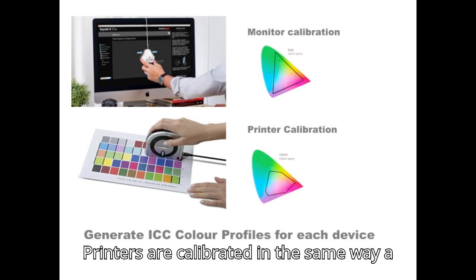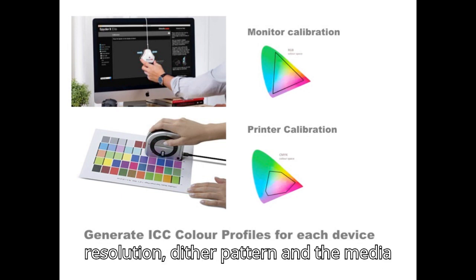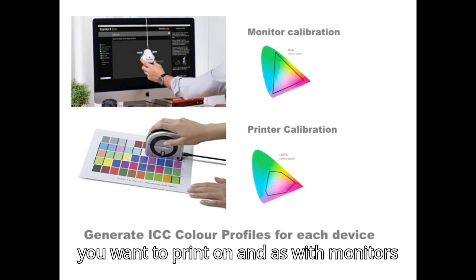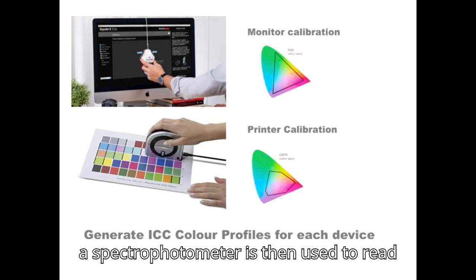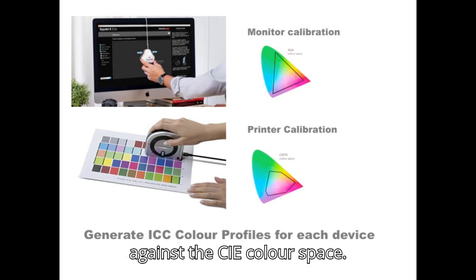Printers are calibrated in the same way. A palette of colours is printed, choosing the resolution, dither pattern, and the media you want to print on, and as with monitors, a spectrophotometer is then used to read those colours back into the computer so it knows the colour space of the printer against the CIE colour space.